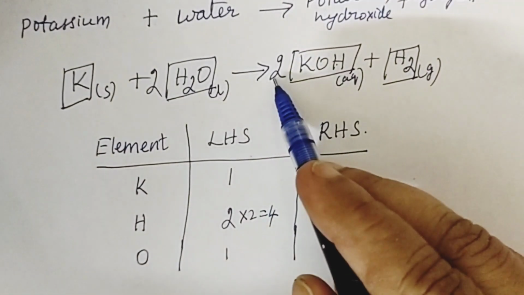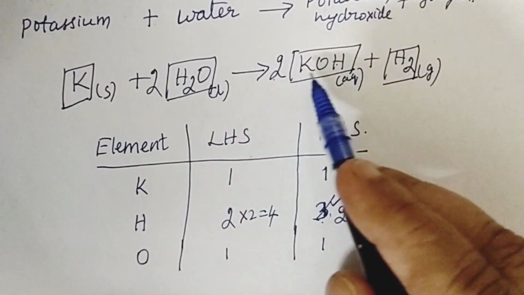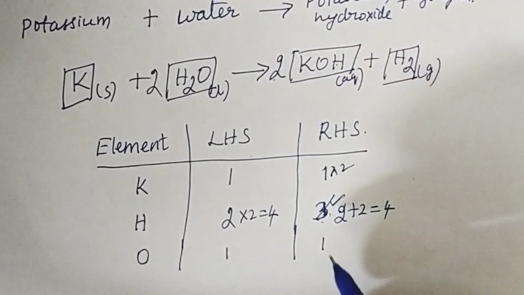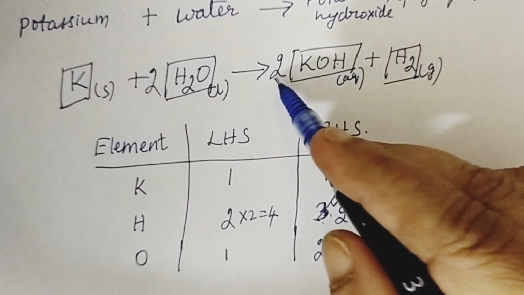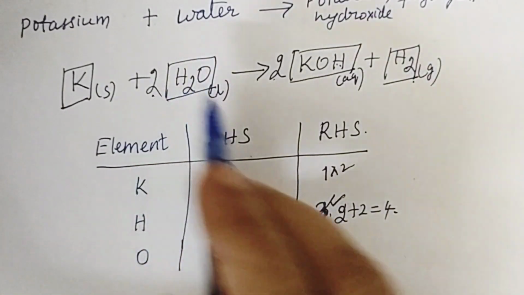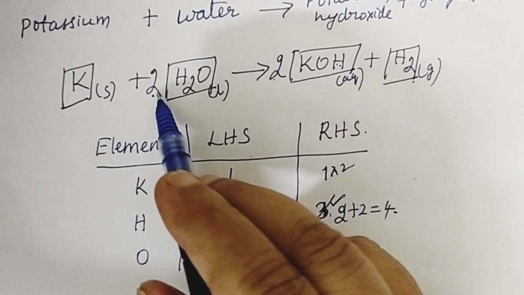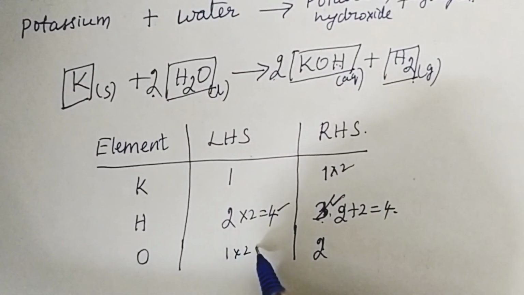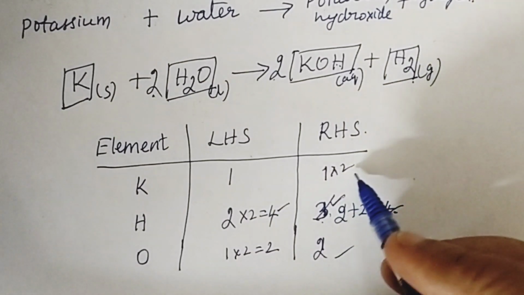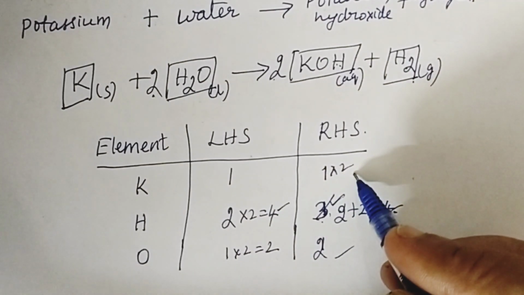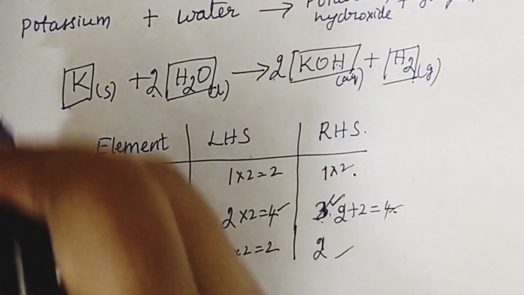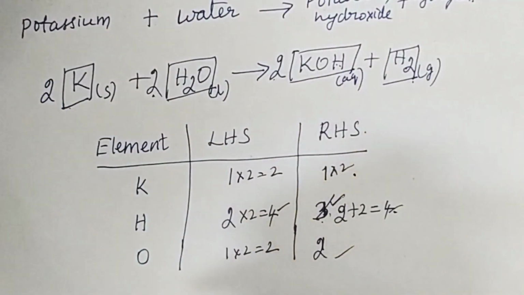When we write 2 here, other elements also get changed. So now potassium has become 2. Oxygen also has become 2. And hydrogen 2, here 1, 2, 4. So now when we write 2 into 2, 4 hydrogens and oxygen also became 2. Okay, now these two are balanced. In case of potassium, here 2 in RHS, but in LHS only 1. So we have to multiply in LHS by 2. So in front of that, we will write 2.